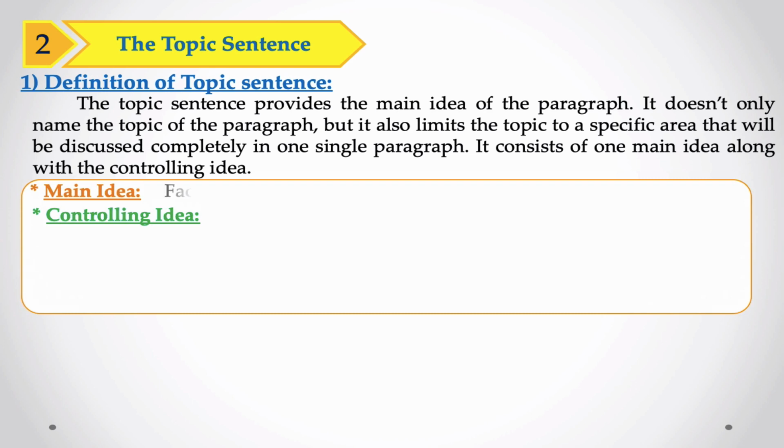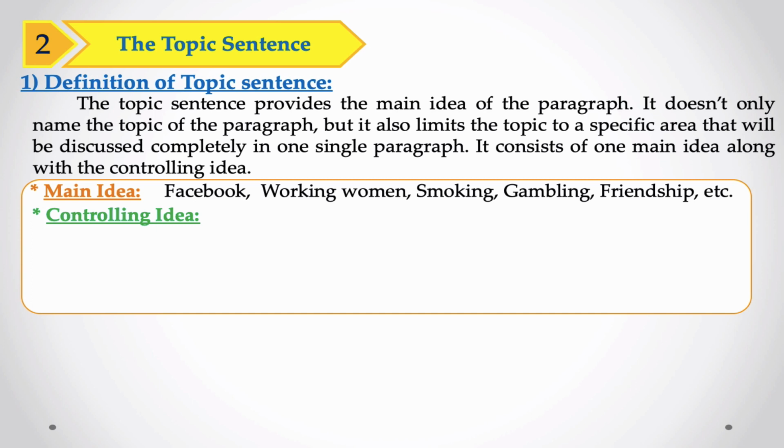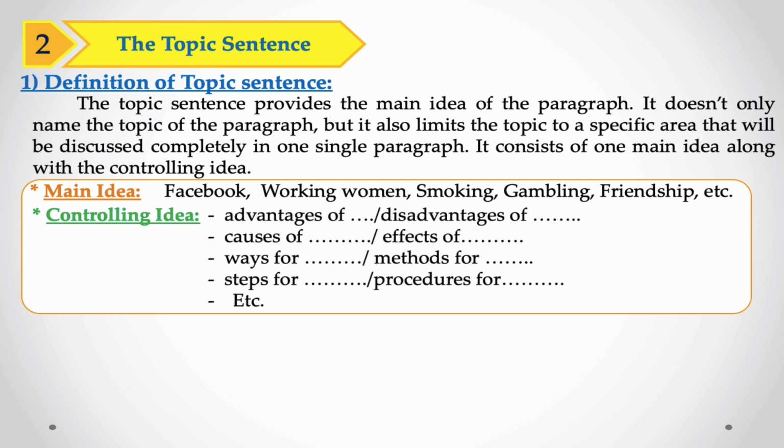I will make clear what we mean by main idea and controlling idea. The main idea could be Facebook, working women, smoking, gambling, friendship. So imagine if you want to write about Facebook. Certainly you are going to write different books about Facebook and you are not going to finish. To make the paragraph clear, the topic sentence must have a controlling idea such as: advantages or disadvantages, causes, effects, ways, methods, steps, procedures.